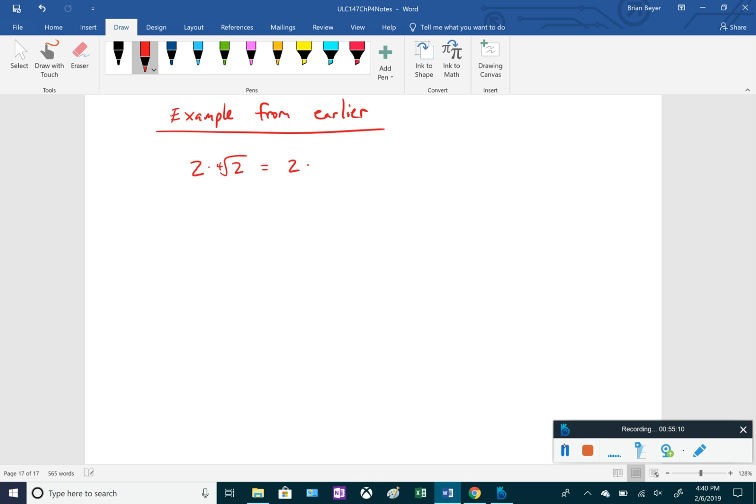We could rewrite this as 2 times 2 to the 1/4. What we could do here is realize this is 2 to the 1st. They have the same base, so we would add the exponents. So 1 plus 1/4. We would need common denominators: 4/4 plus 1/4 is 5/4. So this would be equal to 2 to the 5/4, or it would be the 4th root of 2 to the 5th.